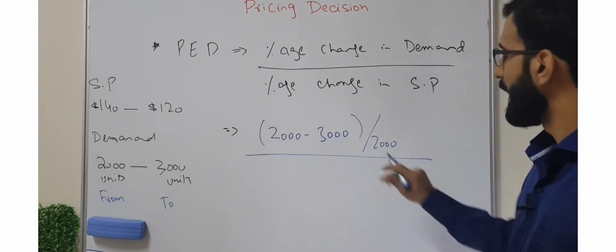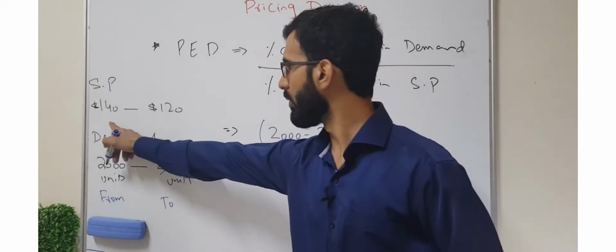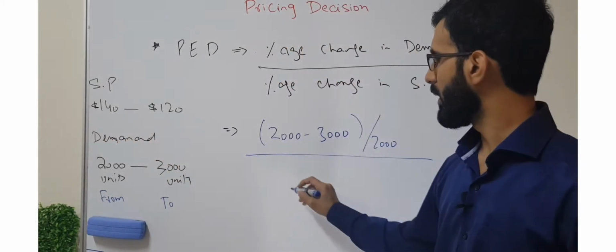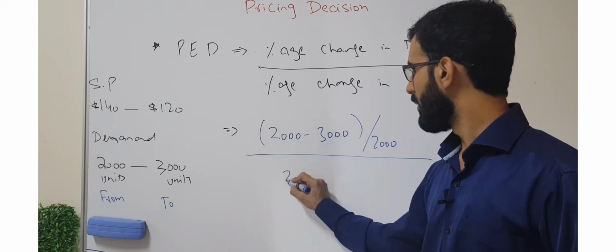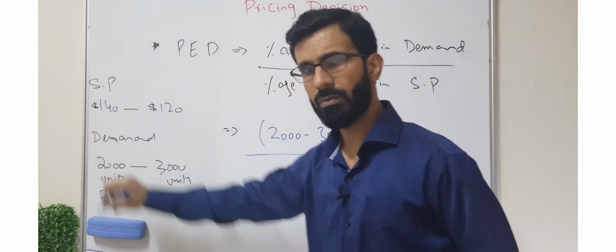2,000 units. And the same is the case with selling price. The selling price changed from $140 to $120, which is a change of $20. And the base value from where the selling price changed is $140.